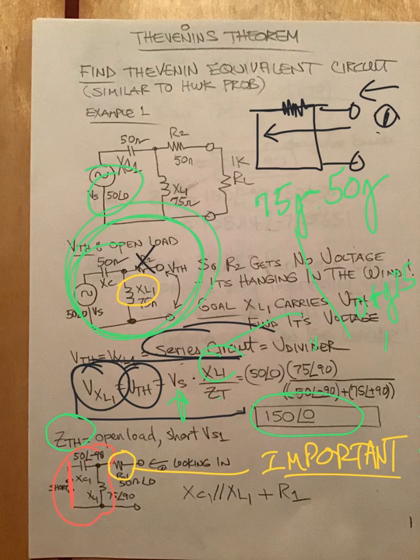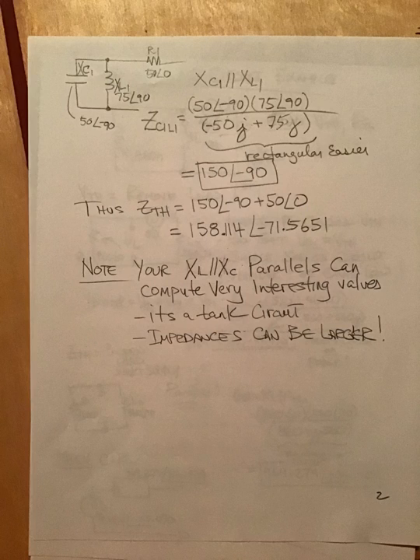And so Z Thevenin is equal to the parallel branch plus the resistor. That wasn't too bad, was it? But it does take a lot of planning and strategy. So here we are calculating this parallel branch here, and then we add it to the 50 over here, and boom, you end up with Z Thevenin of 158.114 at an angle of minus 71.565.